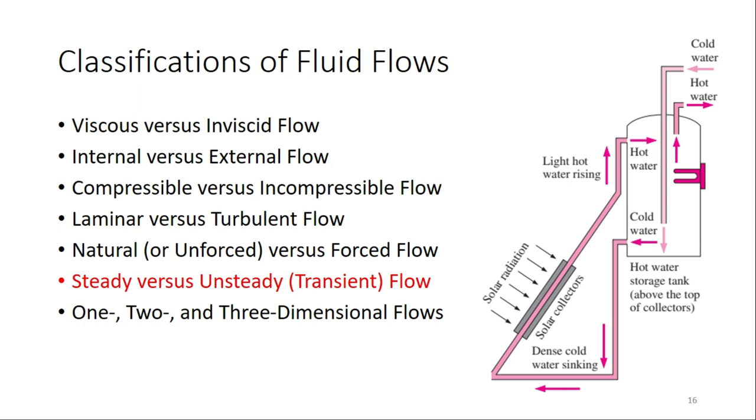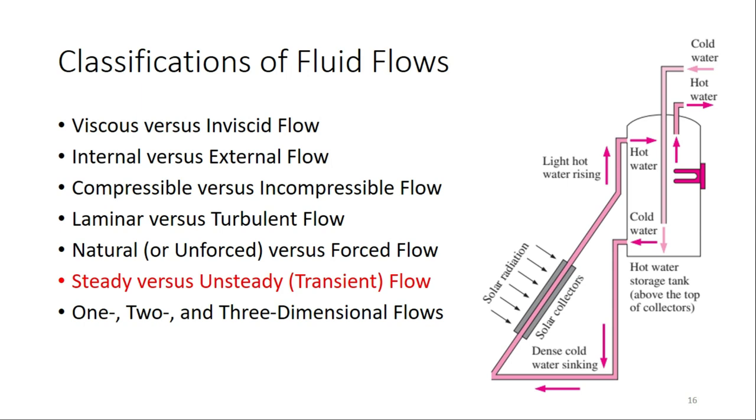The next category is steady versus unsteady, also known as transient flow. The terms steady and uniform are frequently used in engineering, and it is important to have a clear understanding of the steady process and the unsteady process. The term steady means that there is no change with respect to time, and unsteady means there is change with respect to time. So clearly keep in mind that steady means there is no change, or we are not considering the time effect. In case of unsteady or transient, we are considering the effect of time.